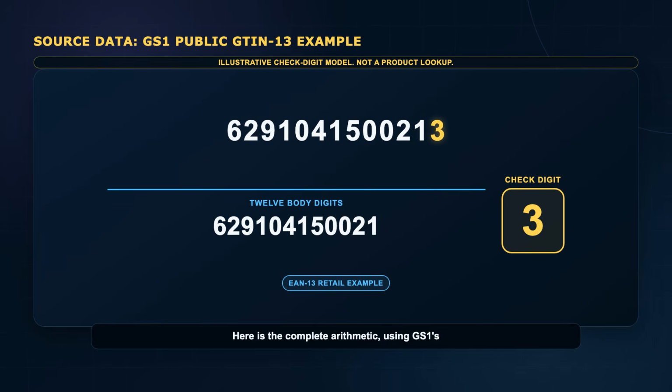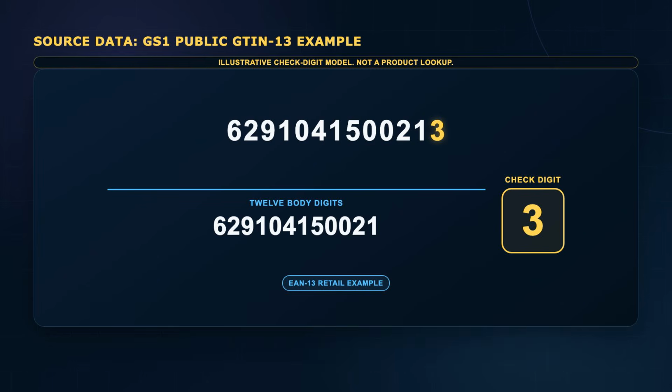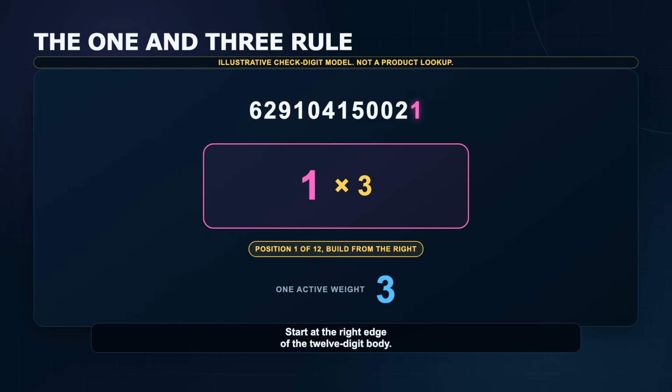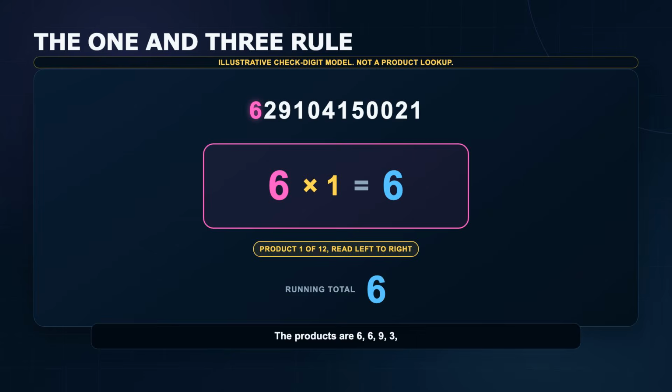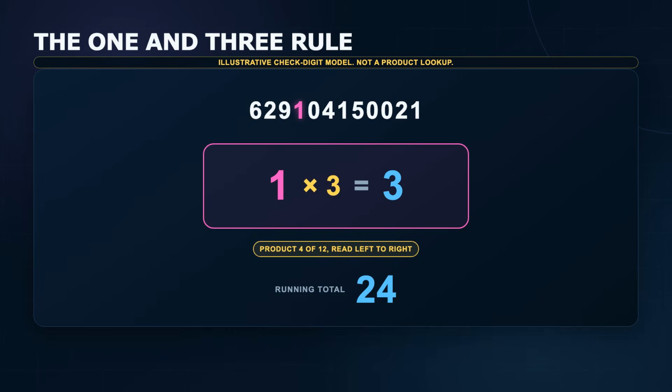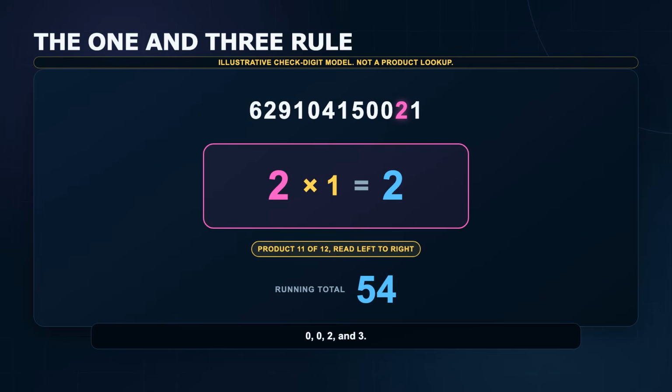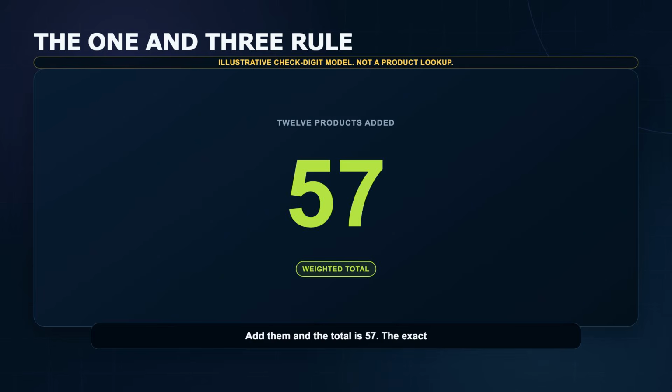Here is the complete arithmetic using GS1's public numerical example. The first 12 digits are 629 104 15 0021. The final 3 will stay outside the calculation for now. Start at the right edge of the 12-digit body. Multiply that digit by 3. Moving left, multiply the next by 1, then 3, then 1, alternating all the way across. The products are 6, 6, 9, 3, 0, 12, 1, 15, 0, 0, 2, and 3. Add them, and the total is 57.